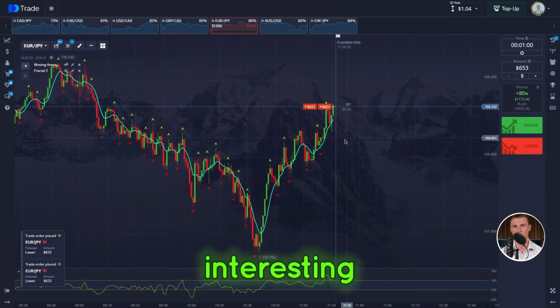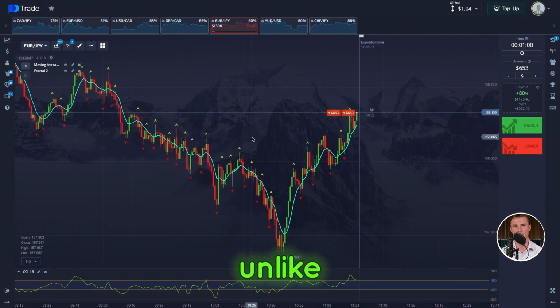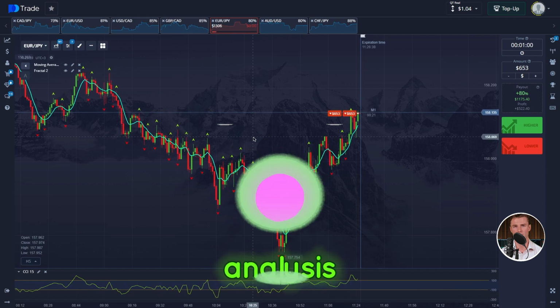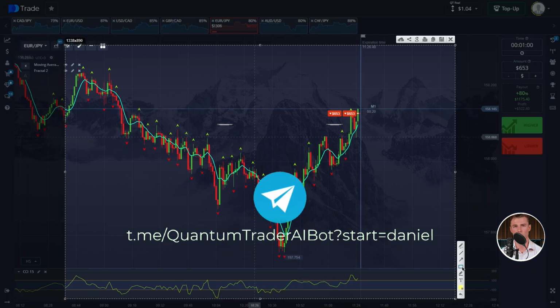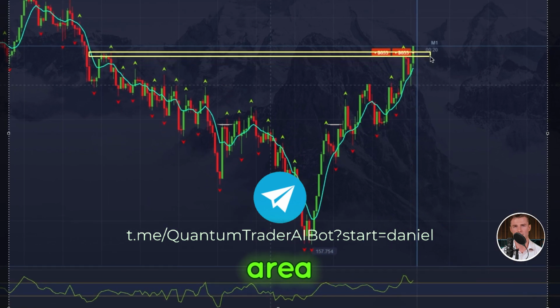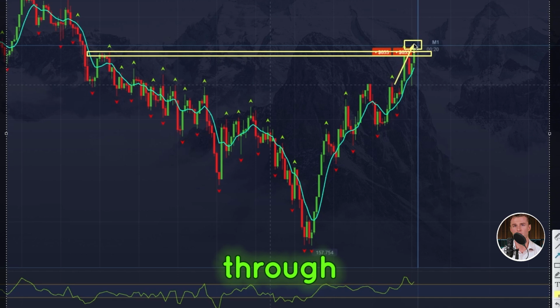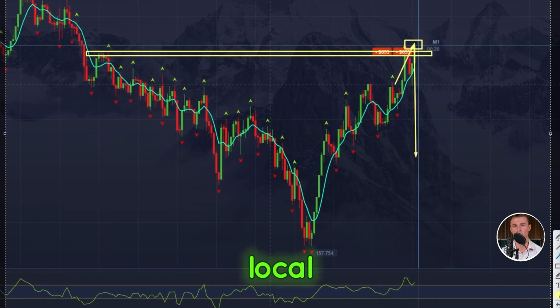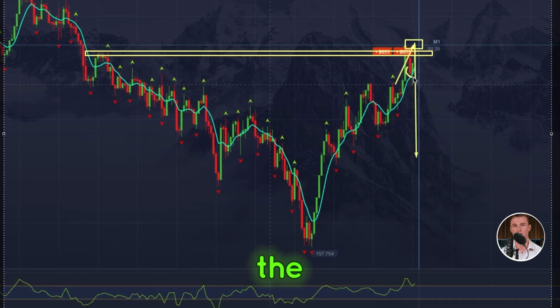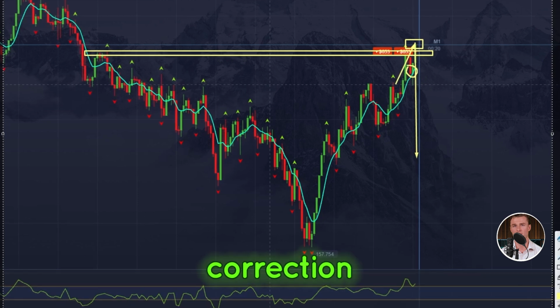Look, it's a very interesting entry into the deal. Unlike the others, here we add technical analysis to our deal, highlight the working area. We understand that the resistance area has broken through, the formation of a new local maximum. Then the dynamics should go into correction.